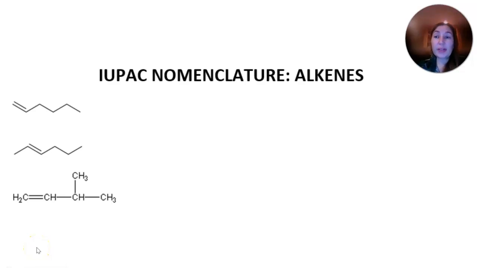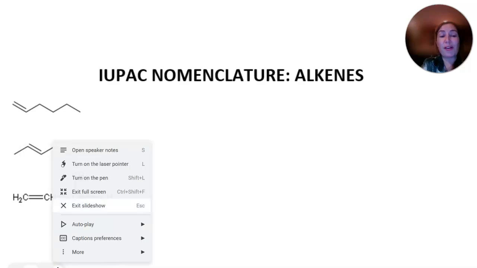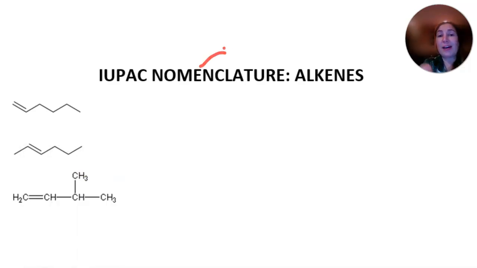In this video, we're going to learn to name alkenes. So, IUPAC nomenclature of alkenes. IUPAC is just an acronym for International Union of Pure and Applied Chemistry. Don't really need to know that acronym. It's just the governing body that makes these decisions about how to name stuff. Nomenclature is just a fancy word for naming. So this is just fancy for naming molecules. So we're going to learn how to name the alkenes.